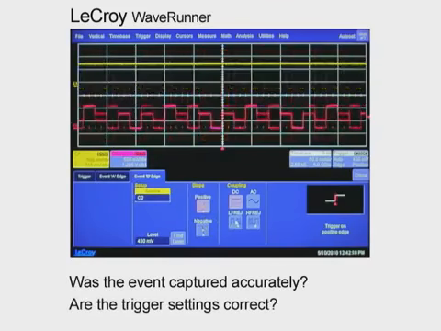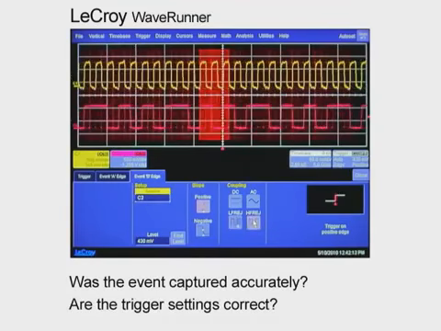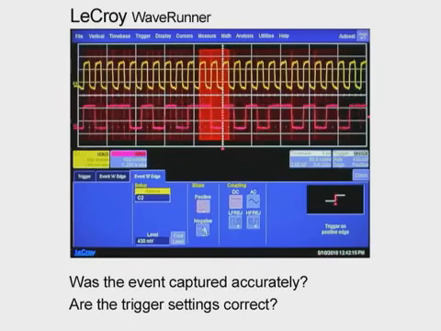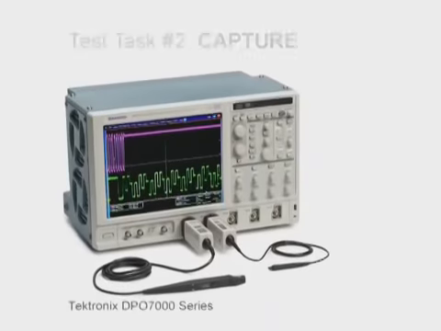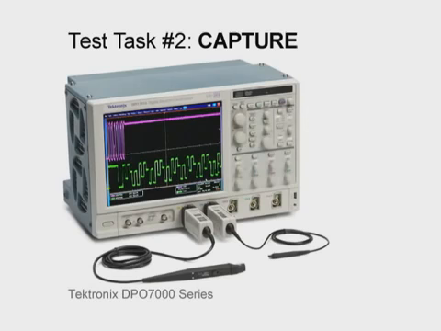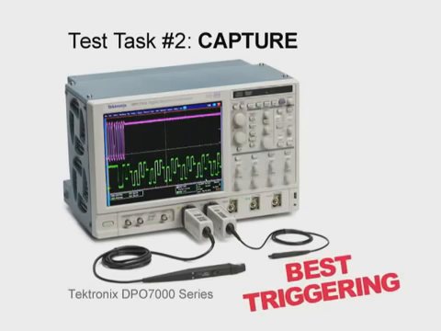How do we know we have the proper trigger settings? The LeCroy trigger system leaves many questions unanswered. After performing test task number 2 to capture an important event, it's easy to conclude that the Tektronix DPO7000 has the best trigger system for capturing complex signal anomalies.